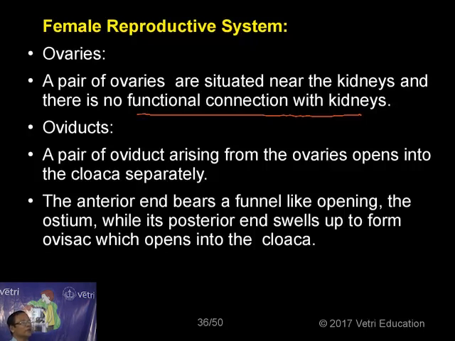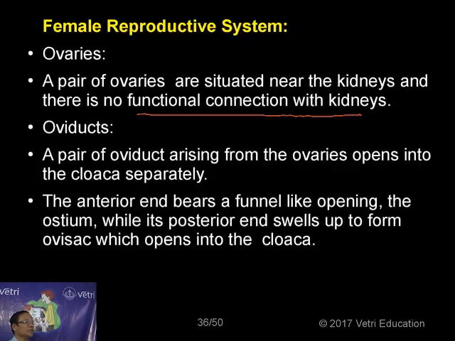Now we have a pair of oviducts present nearby the ovaries. They are not connected to the ovaries. They are found independently, differentiated into an anterior funnel-shaped structure, followed by the oviduct. At the posterior end, it enlarges to form what is called the oviscum. That is the arrangement of the oviduct. So the oviduct opens in the body cavity through a funnel-shaped structure, called the oviducal funnel. Then the oviduct enlarges to form a sac-like structure before opening into the cloaca, what is called the oviscum.